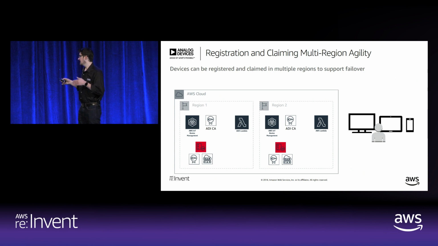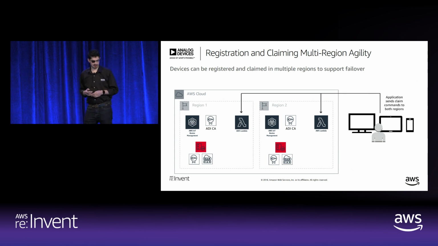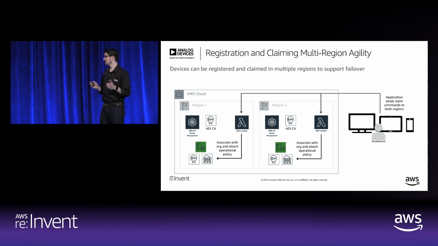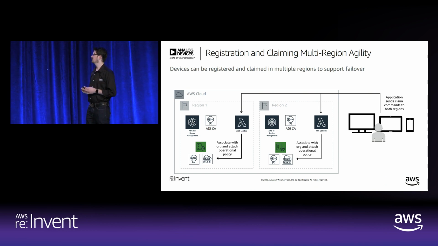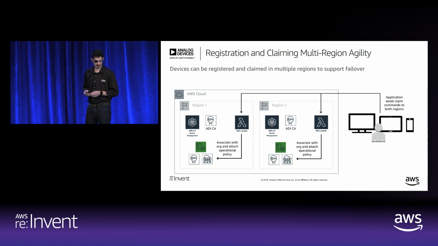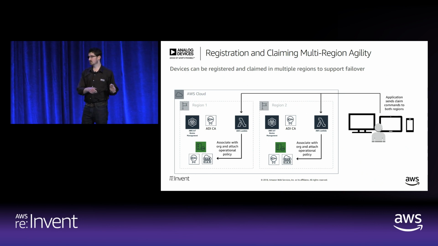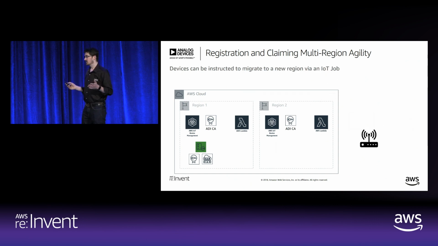Devices can also be registered and claimed in multiple regions to support failover. This can be abstracted from the application, but depending on how you want your resiliency to work, how you want fast failover to work, and what kind of pattern you are doing, an active-active pattern or an active-passive pattern for multi-region replication, the claim calls can be issued to any region in which this device has been registered. And then it can be active for the application, and to the end user, the application just works.